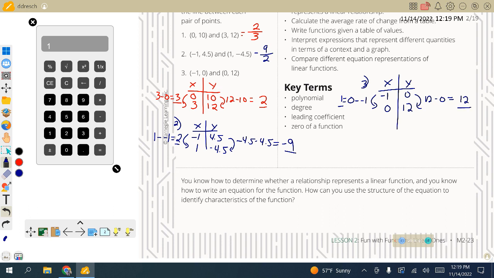12 over 1 or 1 over 12? And what's 12 over 1 reduced down to? Thank you. This is where it's at. Calculating these slopes from a table. If it's not a table, boom, we just did it right there. Okay. All right, let's continue on with this work.